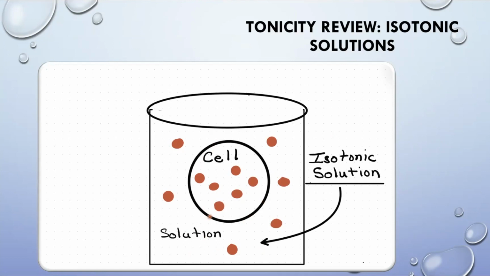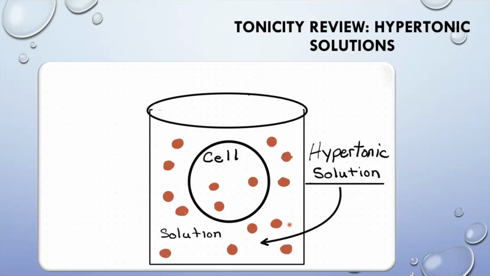So right here, I'm showing you an isotonic solution. Remember, we're talking about the solution to which the cell is being compared. So why is this an isotonic solution? Well, first of all, let's count how many solutes in the cell. 1, 2, 3, 4, 5, 6. 6 solutes in the cell. We plop that cell into the solution, and luckily it's an isotonic solution because there's 1, 2, 3, 4, 5, 6 solutes in the solution. So this solution is isotonic to that cell. All right, let's move on.